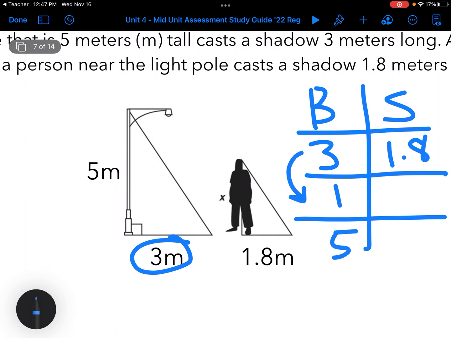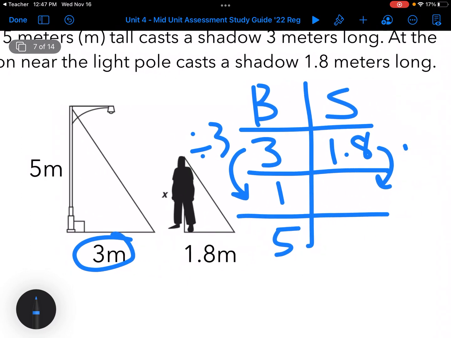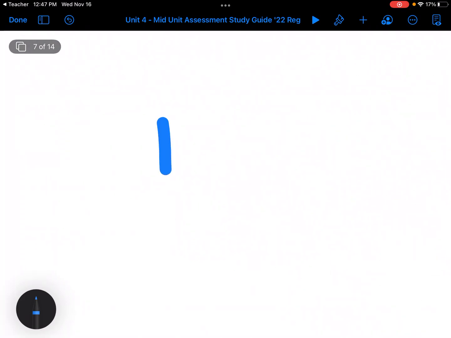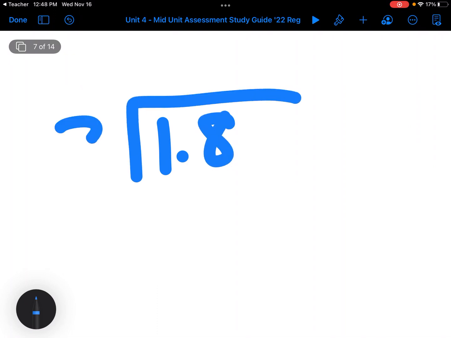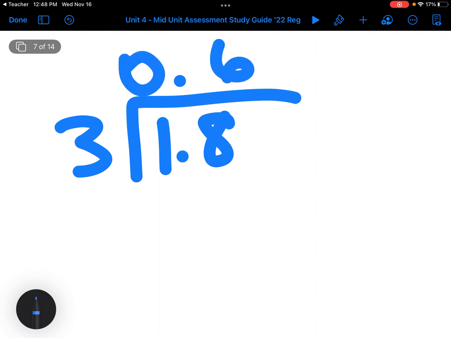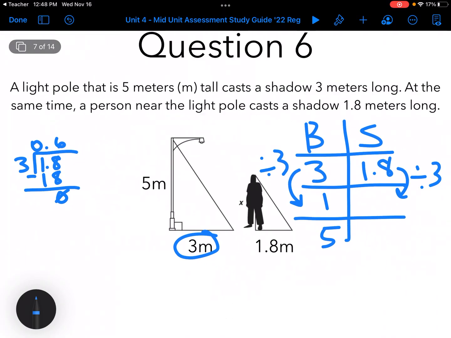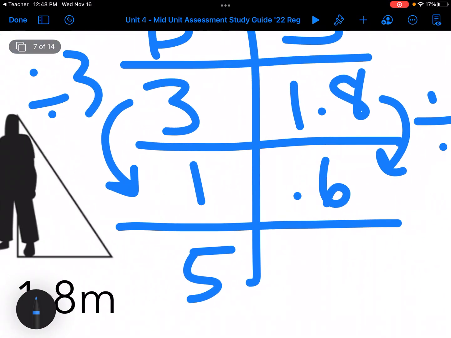So I'm going to divide by 3. So I'm doing 1.8 divided by 3. So 3 goes into 18 6 times. 6 times 3 is 18. Subtract, and I get 0. So I'm going to get 0.6.